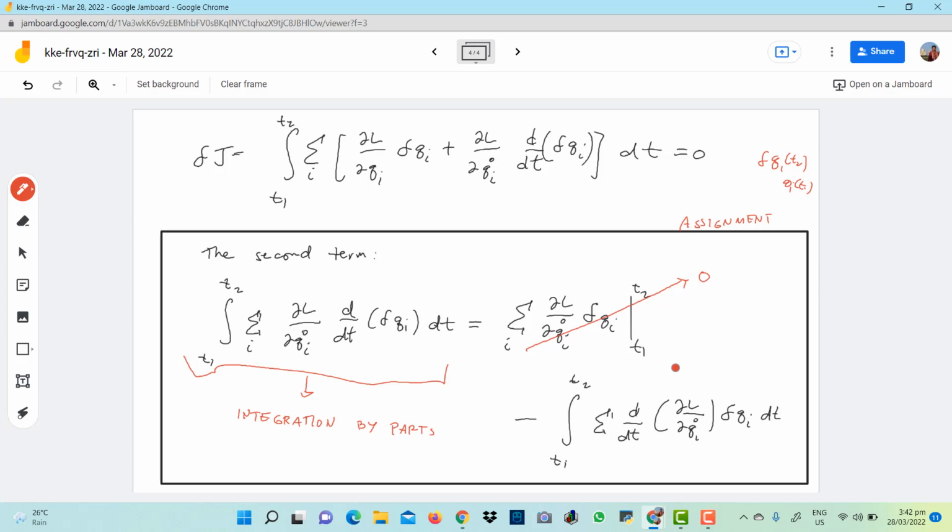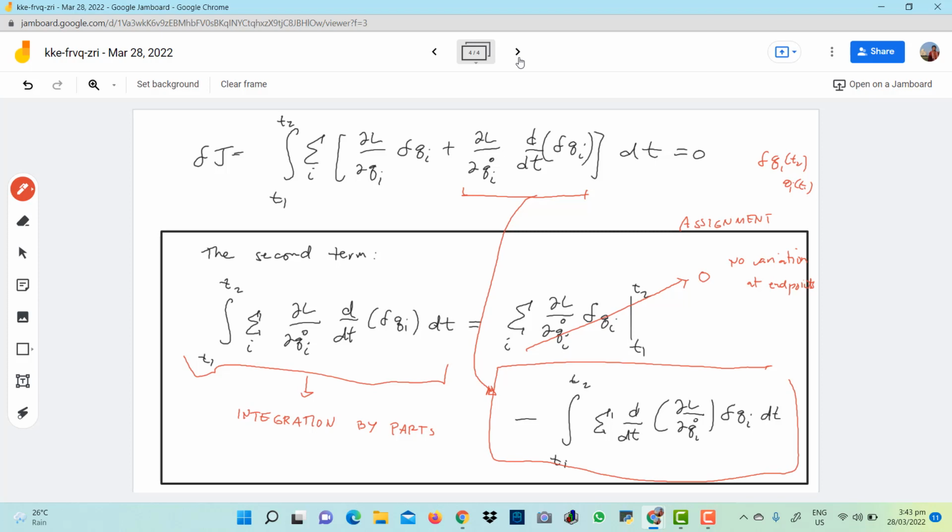Okay, at the endpoints the variation is constrained to be 0. So, we note that one. At the endpoints, the variation is constrained to be 0. No variation at endpoints. Okay? So, the second term becomes just the negative integral of this dt and so on. So, this term is just equal to this one. Okay?